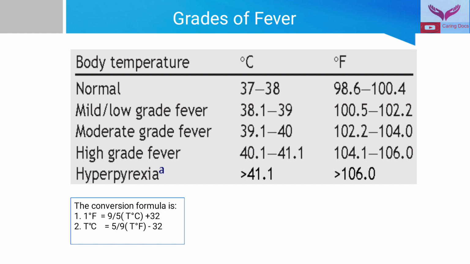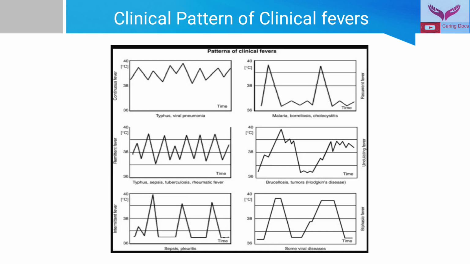How can we convert Celsius into Fahrenheit or Fahrenheit into Celsius? To convert Celsius into Fahrenheit, the temperature is 9 by 5 of Celsius plus 32. And to convert Fahrenheit into Celsius, it is 5 by 9 of the Fahrenheit temperature minus 32.